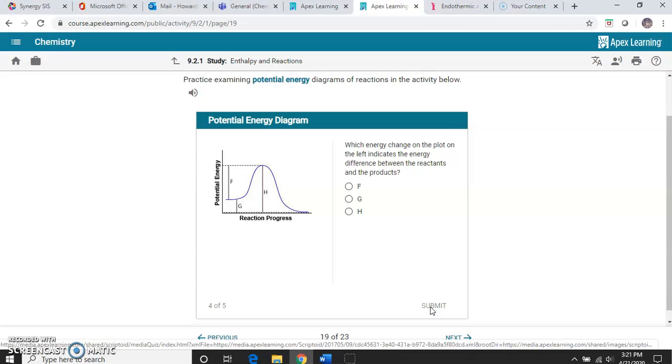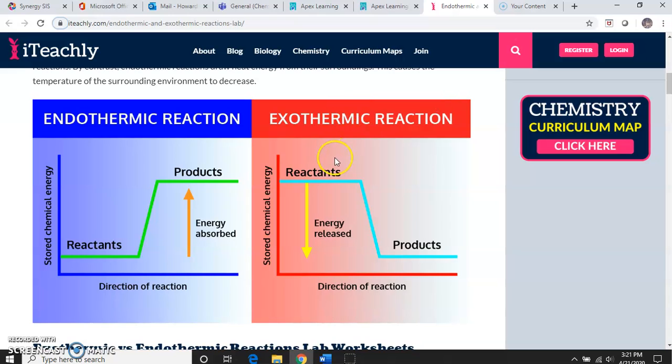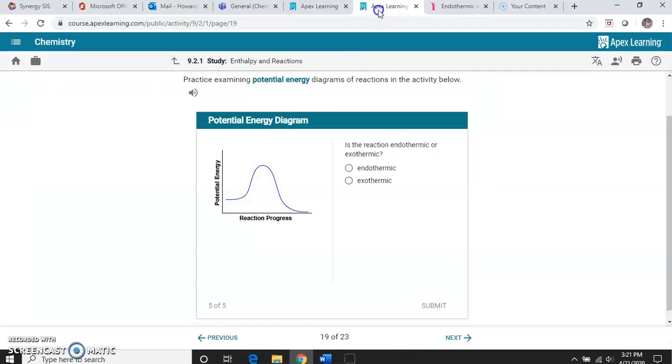Now, which energy is the difference between the reactants and the products? So the reactants are here, products are there, so the difference is G. Okay. And then is it exothermic or endothermic? And you're like, which one again? So let's bounce back. Endothermic was lower here, higher at the end. Exothermic is higher at the beginning, lower at the end.